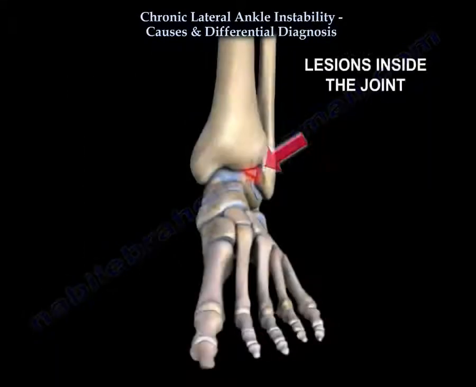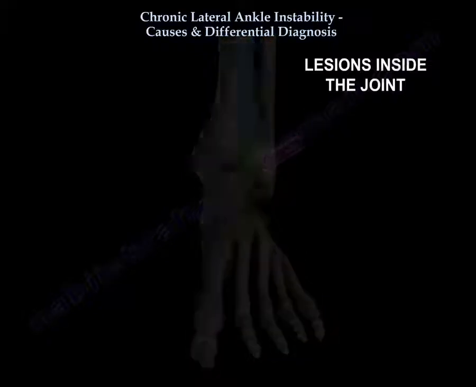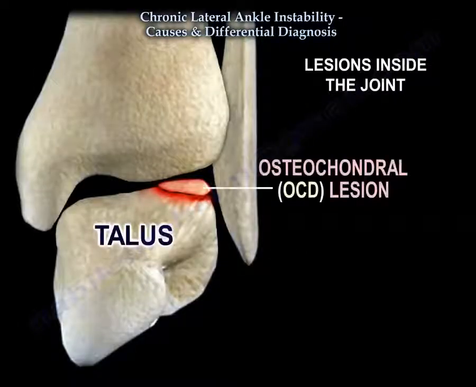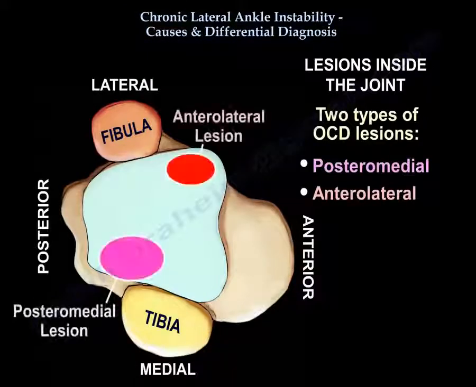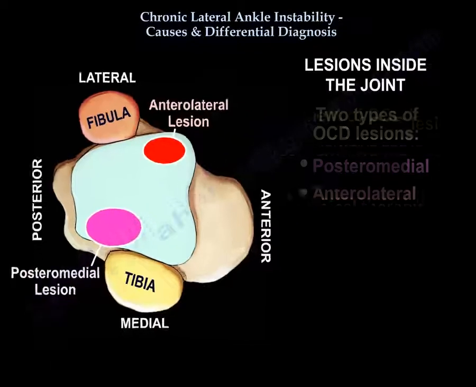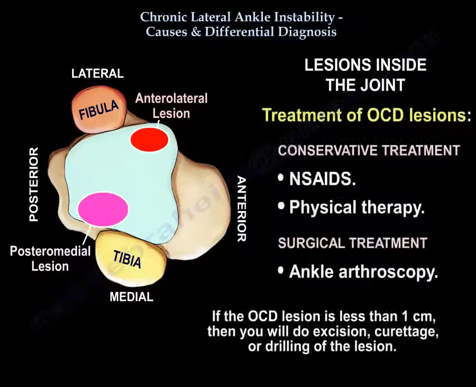How about lesions inside the joint? There are several, like osteochondral lesion of the talus, OCD lesion of the talus. There are two types. It can be medial or it can be lateral. Treatment: anti-inflammatories and therapy. Then you do ankle arthroscopy, you debride, you drill, you curette, you fix. It depends on the situation.